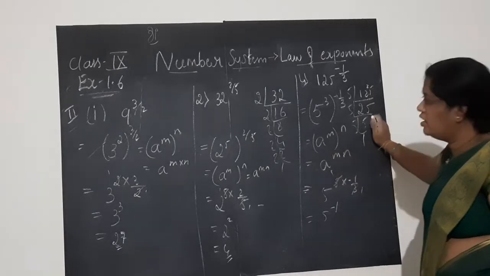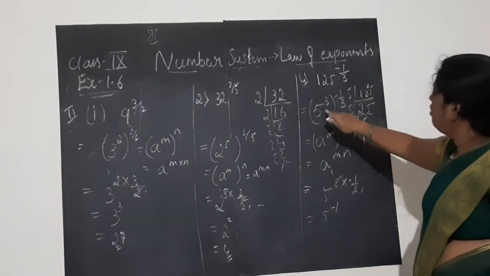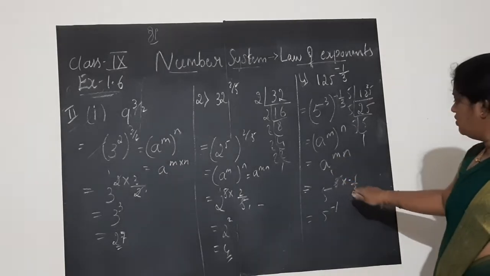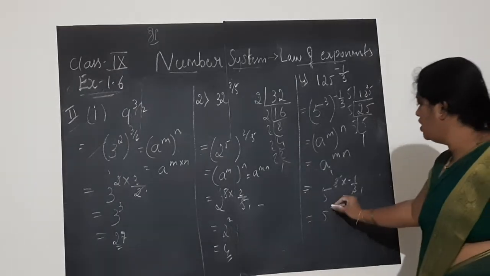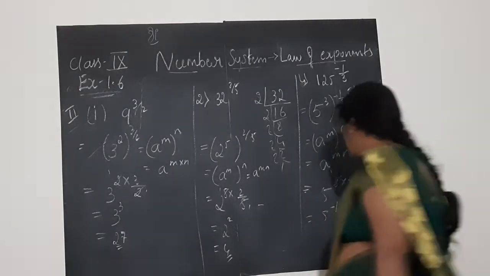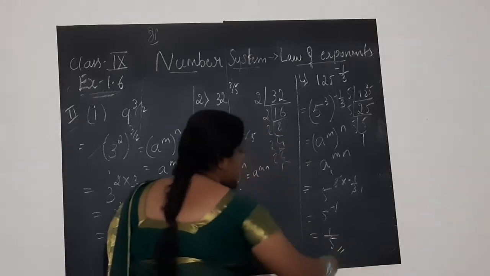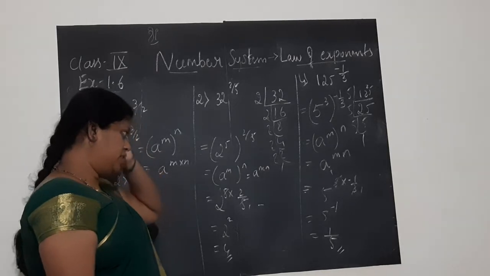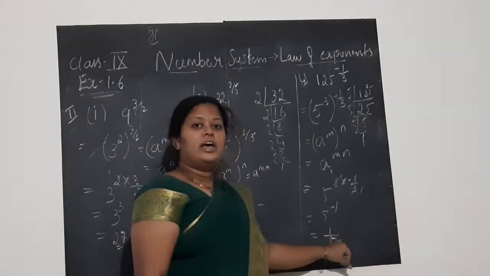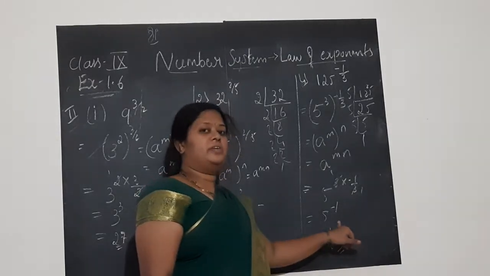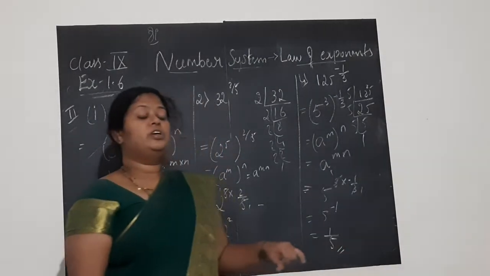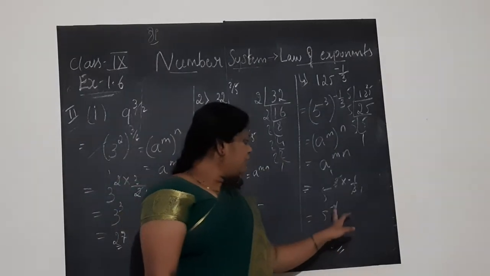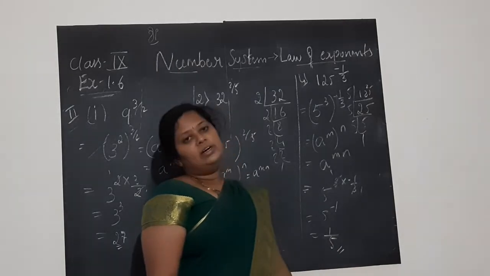These steps are the same, children. 125 is 5 cube, we clearly know. Again it is of the form a power m whole power n, a power mn. So 3 into minus 1 by 3, the 3s will get cancelled. You are left with minus 1. 5 to the power minus 1 is 1 divided by 5. Correct? I have been teaching you in 8th standard. You all were making mistakes with this step only. If at all you are sending any number to the numerator, it will become to the power minus 1. On the law of exponents, you don't know: a power m by a power n is a to the power m minus n. They used to make this mistake. So 5 power minus 1 should be written as 1 divided by 5.